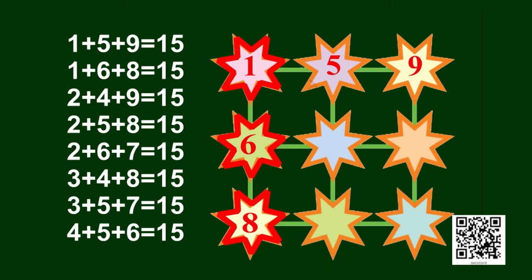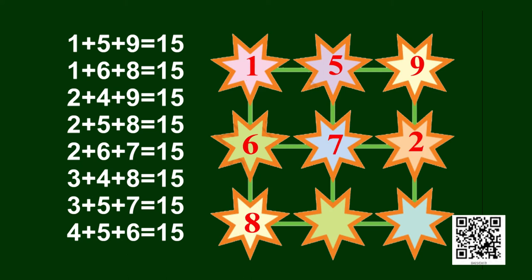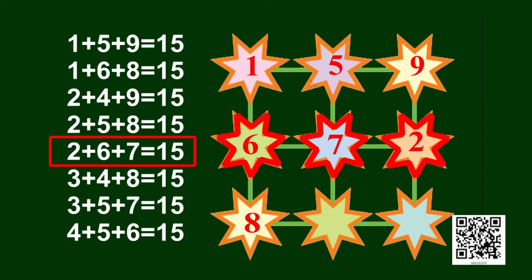Now see the horizontal star in the second row. It starts with 6. What are the possible combinations of 6? Yes, 6 plus 7 plus 2 is one combination. 6 plus 5 plus 4 is another combination. But 6 plus 5 plus 4 we cannot use. Why? Because already we have used 5 in one star. So we will go with 6 plus 7 plus 2. So 7 we will put in the second star in the second row and 2 we will put in the third star in the second row. So that we will get 6 plus 7 plus 2 equal to 15.